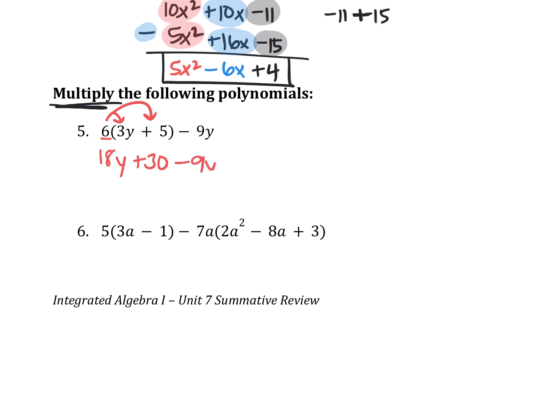but I will write negative 9y down because now I have to combine my like terms. I have 18y, negative 9y. When I add those together, I get a positive 9y plus 30.